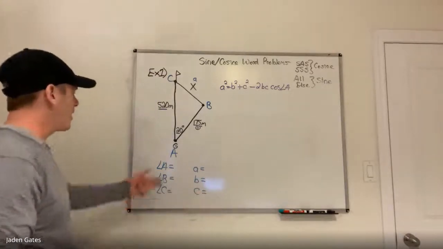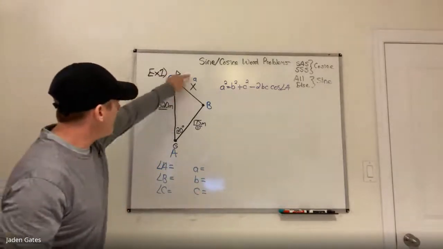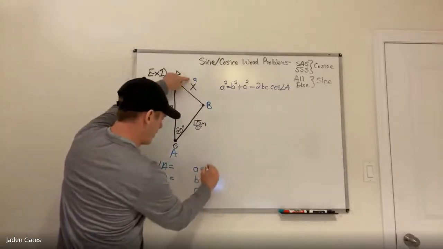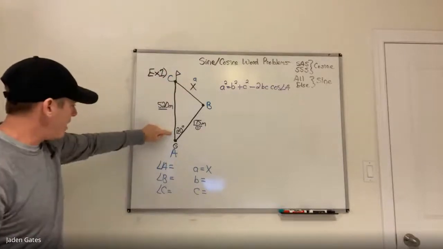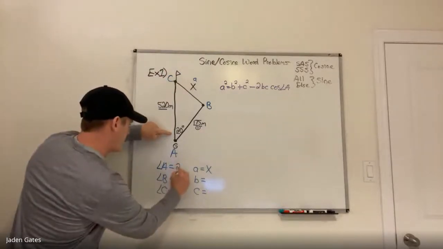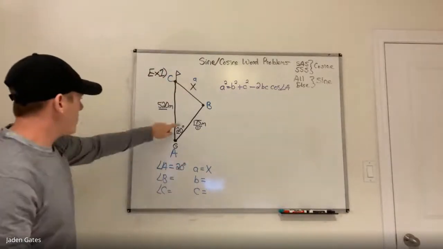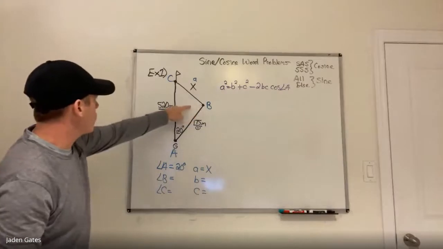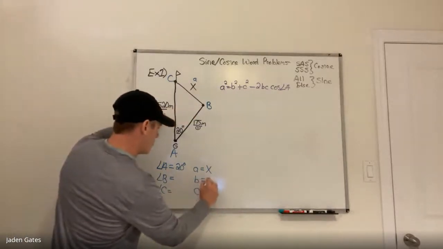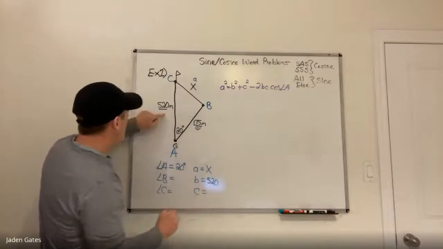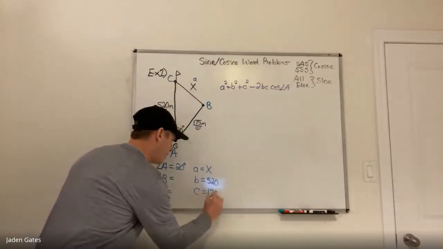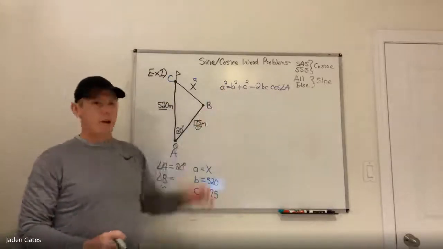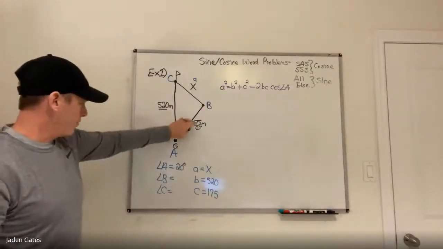All right, so again, I've labeled my diagram so that I'm finding side A, which you could call X. I have angle A, 20 degrees right there. And now my sides, make sure I get them in the right spot. Across from angle B, that's 520. And across from angle C, that's my 175. And again, I know to use my cosine law because I have side, angle, side here.